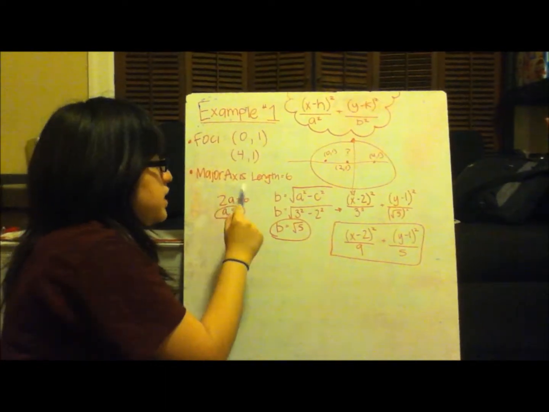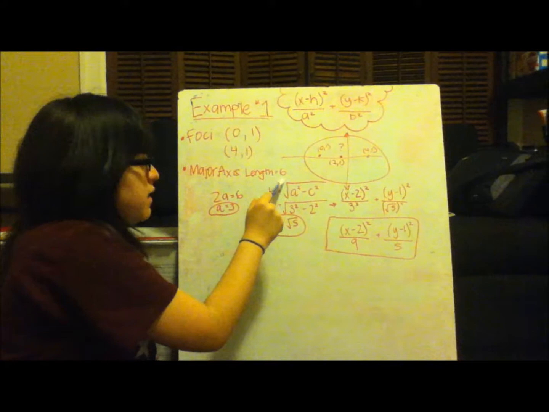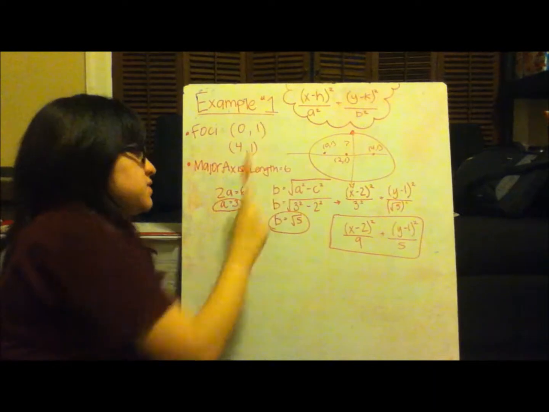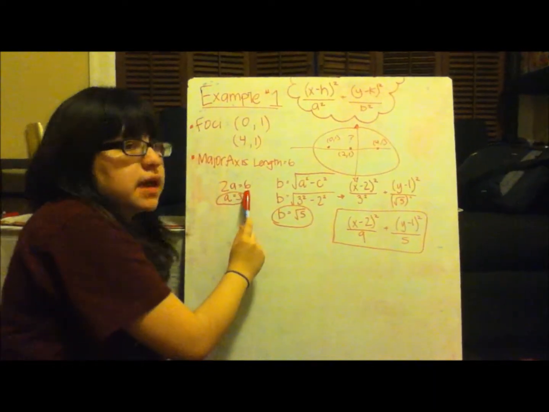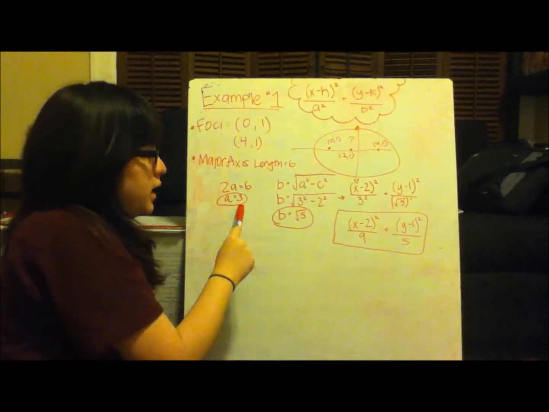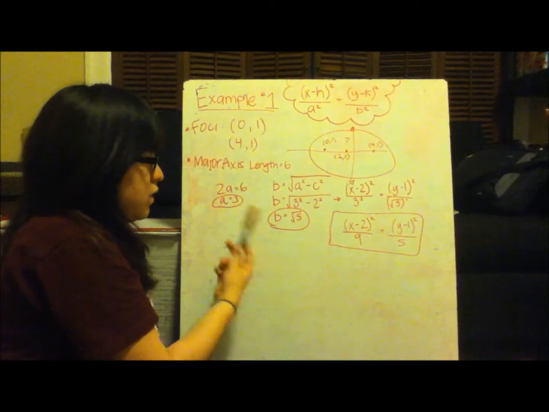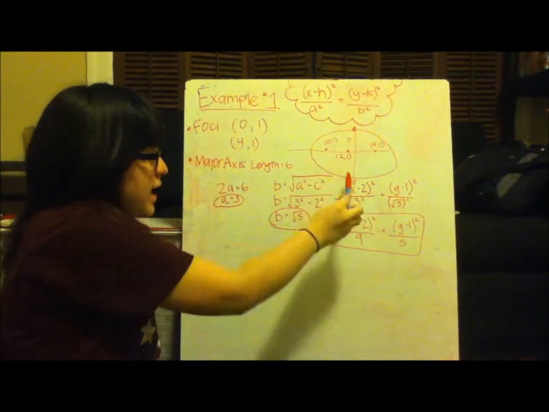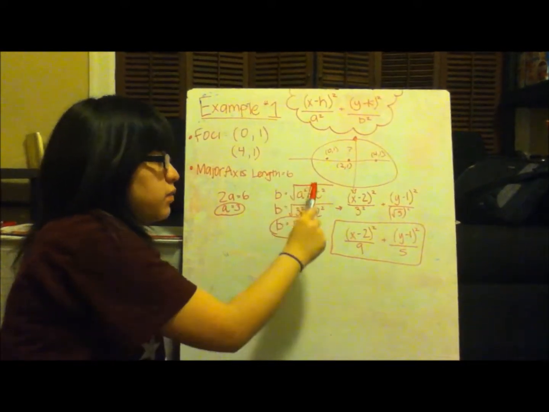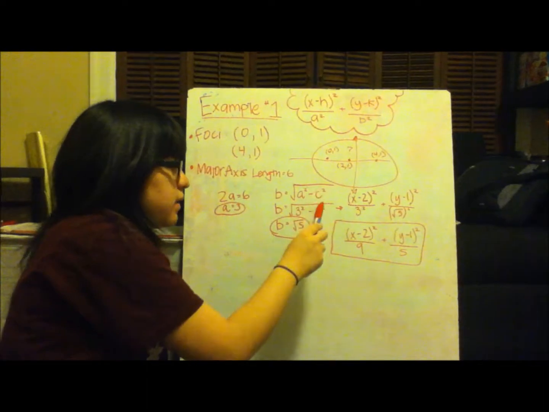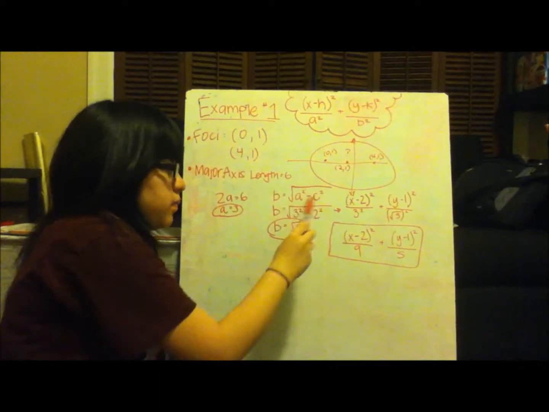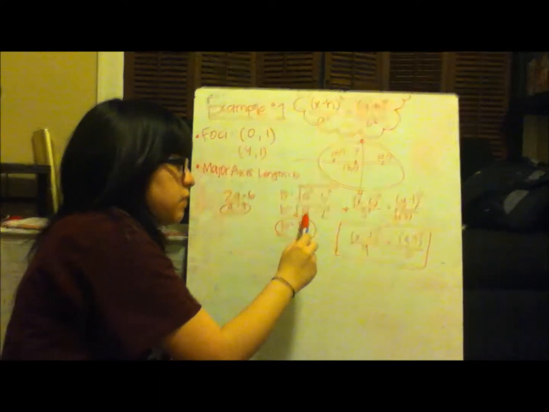Now they tell us that the major axis length is 6, and the major axis is represented by A. So you know that 2A equals 6. Using algebra, you solve for A, and you know that A is 3. Another thing we want to know is B, the length of the minor axis. For this, we use our handy-dandy equation, B equals the square root of A squared minus C squared. So we plug in B equals the square root of 3 squared minus 2 squared.